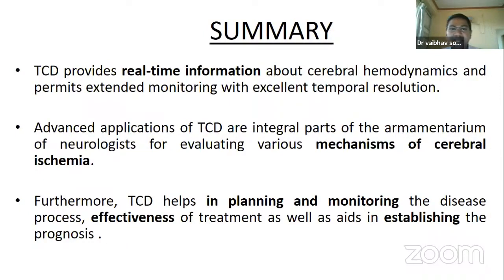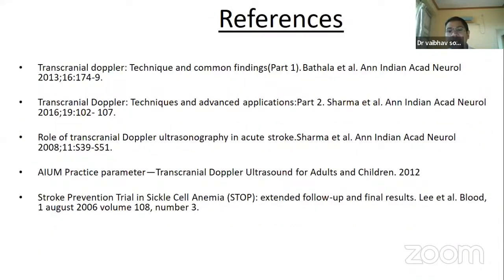TCD provides real-time information about cerebral hemodynamics and permits extended monitoring with excellent temporal resolution, and advanced applications of TCD are an integral part of the armamentarium of the neurologist for evaluating various mechanisms of cerebral ischemia. Furthermore, TCD helps in planning and monitoring the disease process, the effectiveness of treatment, as well as aiding in establishing prognosis. So these are the references from which I prepared this seminar.